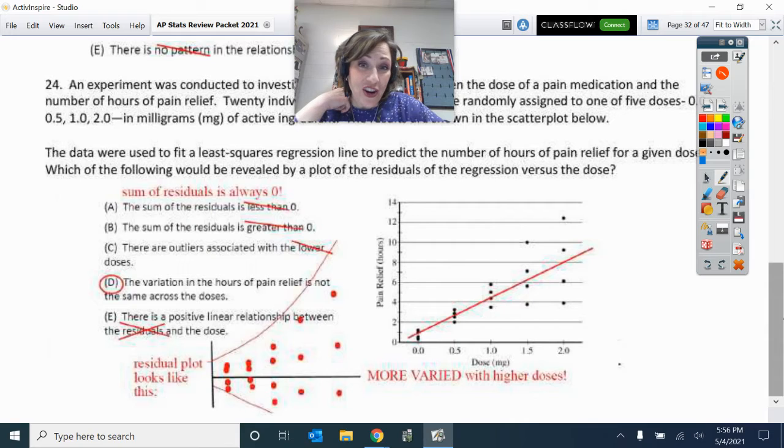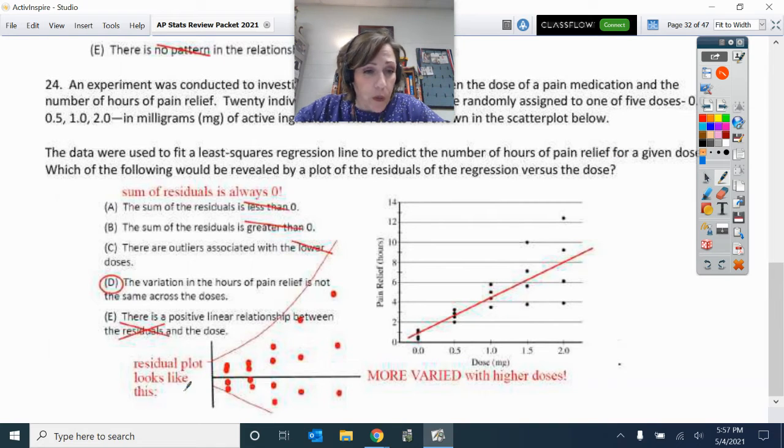All right, now here you want to take a look, first of all keeping in mind that this is not a residual plot. This is the straight up x and y variables, and we have the least squares regression line that would be predicting the pain relief from the dosage. What you should notice here is that as the dosage increases, the variability across the line gets greater. As the dose gets higher, there's more variation in the amount of pain relief.